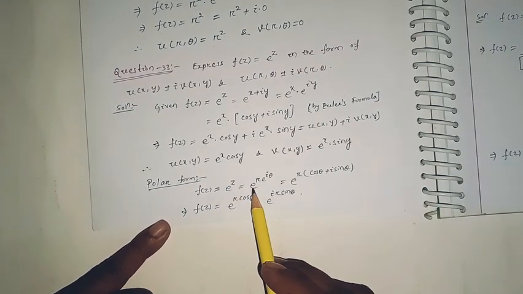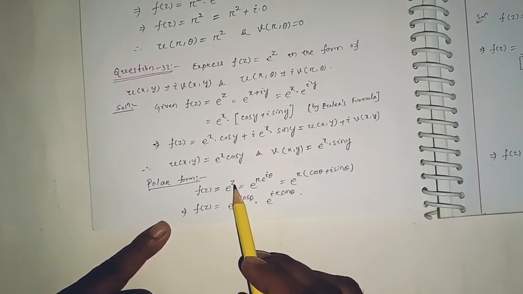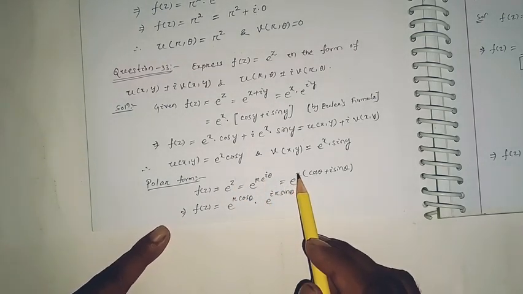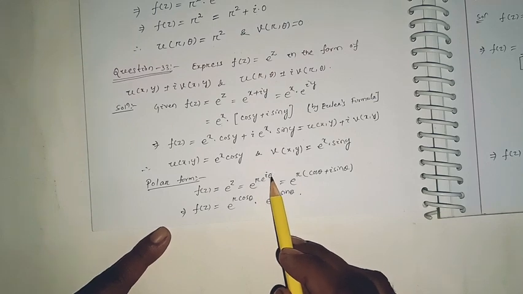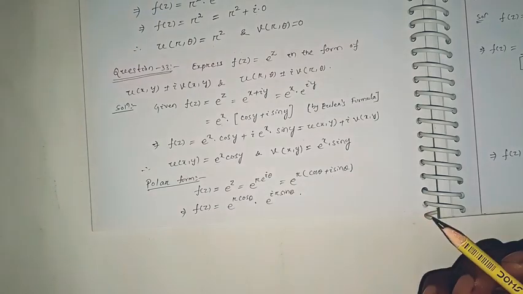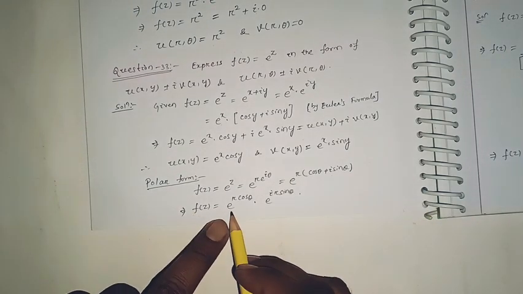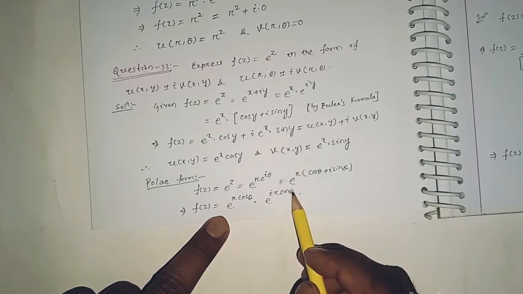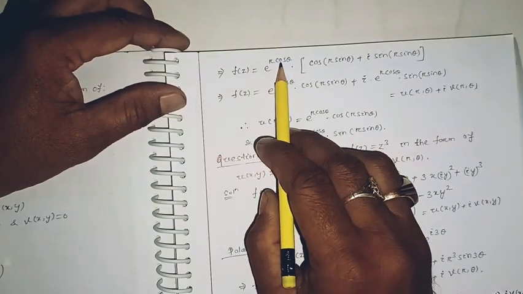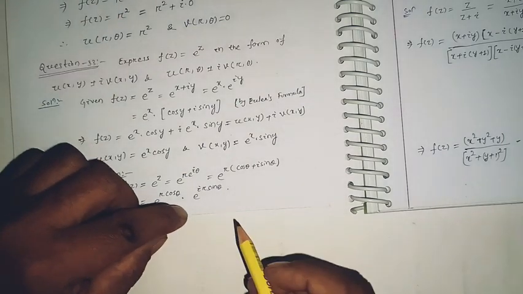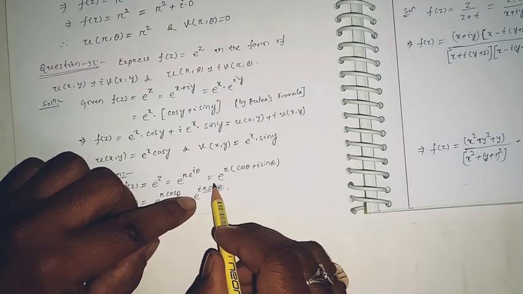The polar form of this function, what will it be? e^z will be equal to e to the power, instead of z we write r e^(iθ), which is e^(r cos θ + i r sin θ). Written as e^(r cos θ) times e^(i r sin θ). Here, for e^(i r sin θ), just consider r sin θ as an angle.